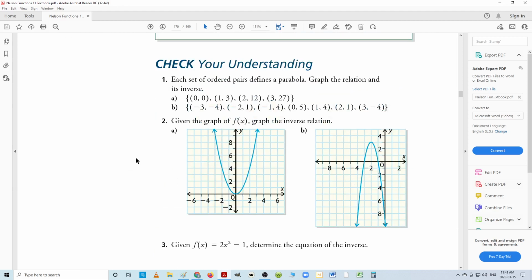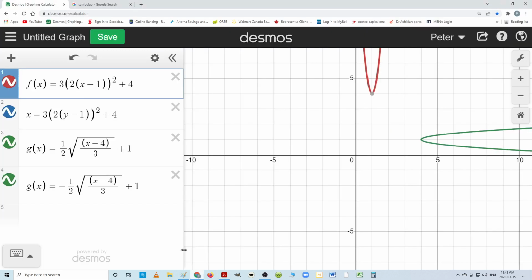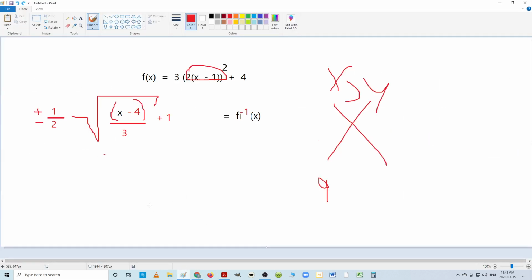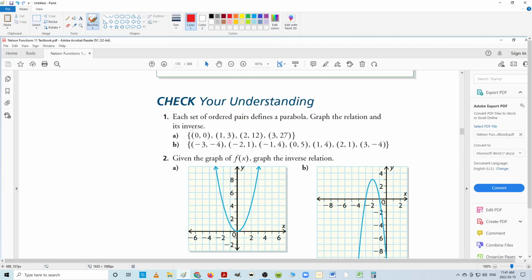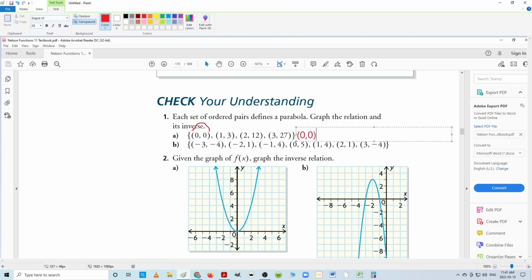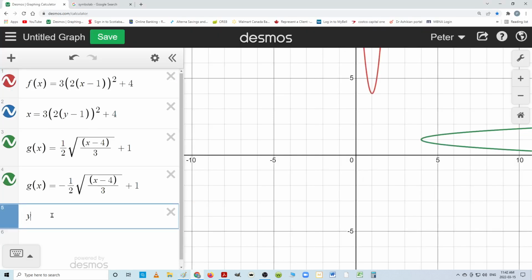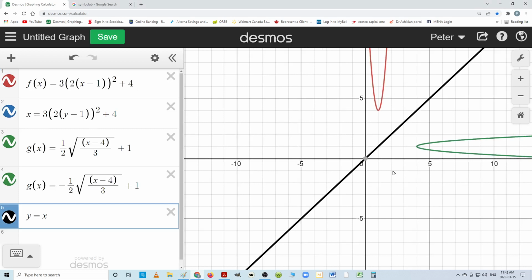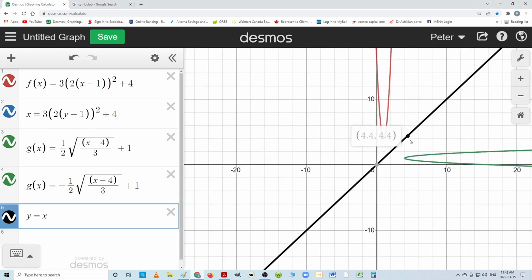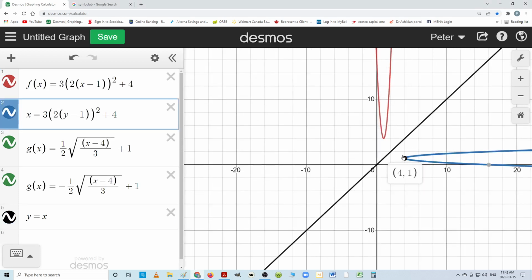And here we go. So for inversing ordered pairs, you can just swap them. So you just swap them. It's going to be 0, 0. It's going to be 3, 1. It's going to be 12, 2. And it's going to be 27, 3. By the way, inverses also reflect through the y is equal to x line, which makes sense because we're swapping x and y. And if I look here, 4, 1, it'll be the inverse of the vertex there.